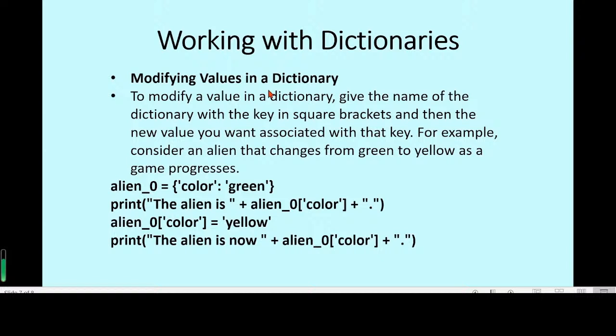You can modify values in a dictionary. To modify a value in a dictionary, give the name of the dictionary with the key in square brackets and then the new value you want associated with that key. So for example, consider an alien that changes from green to yellow as a game progresses. We create a dictionary with only 1 key-value pair, color is green. Then we can modify the value of this key, color, to yellow.